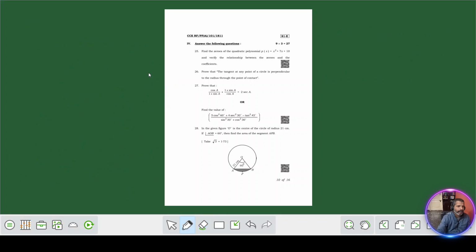The 26th. It's a theorem in circles. Prove that the tangent at any point of a circle is perpendicular to the radius through the point of contact. This is a 3 marks question. So we have to draw a figure here. This is a circle with center O. There is center O, and XY is a tangent. OP is a radius.